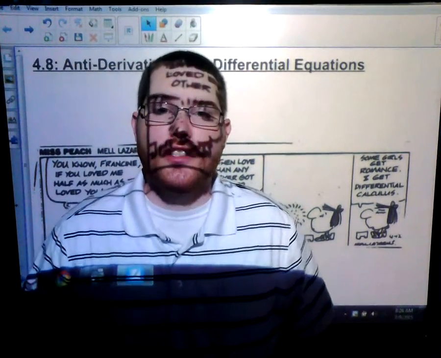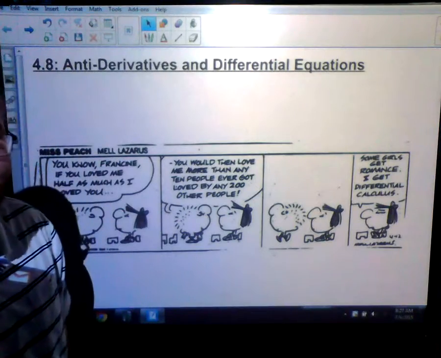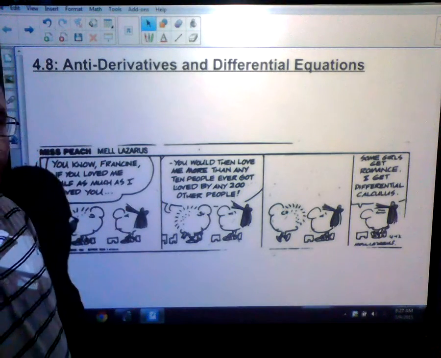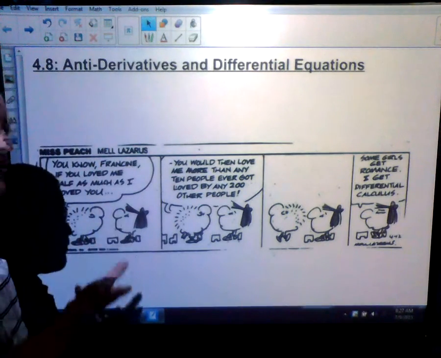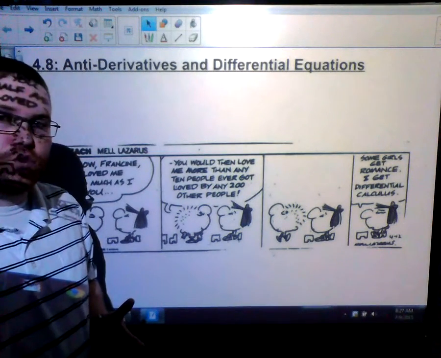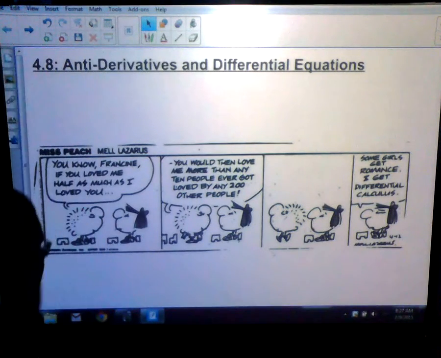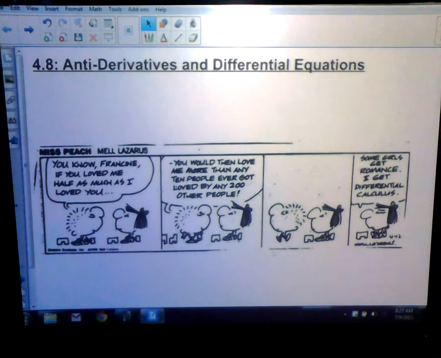Hello everyone, to the first section in chapter 5, which surprisingly starts with section 4.8. We're going to start talking about antiderivatives. Now I know this is really the last section in chapter 4, but the material that we cover in this section really goes with chapter 5, so I'm going to include this with the chapter 5 stuff. Okay? Antiderivatives and differential equations.